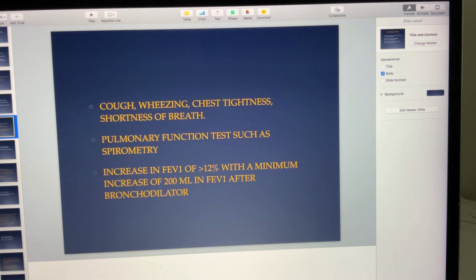For tests, you want to do pulmonary function tests such as spirometry. What makes asthma reversible is that you will see an increase in FEV1 of greater than 12% with a minimum increase of 200 ml in FEV1 after you administer a bronchodilator.